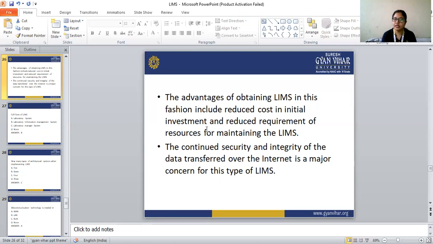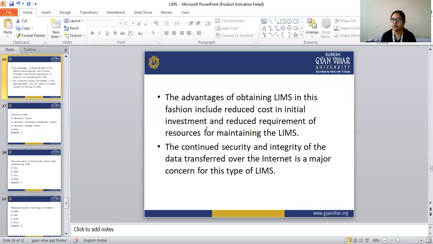The continued security and integrity of the data transferred over the internet is a major concern for this type of LIMS. The main risk is there because the data goes through the network, through the internet, and a third party is involved in the rented LIMS. So security and integrity are the main concern.